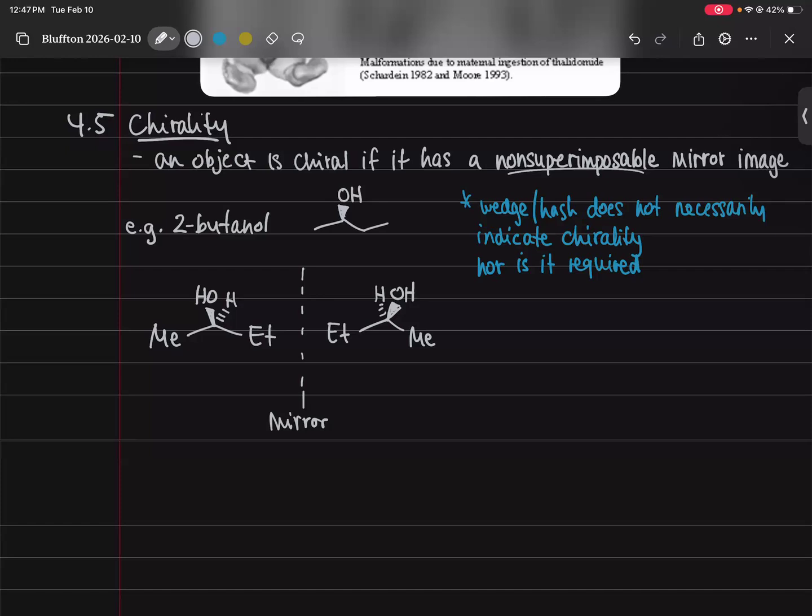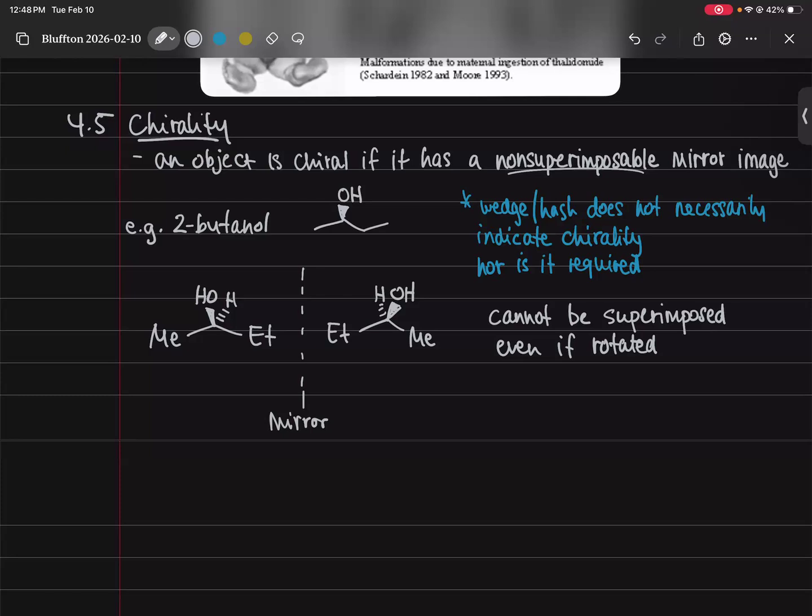So on the inside closest to the mirror, ethyl group, and we go outwards, then pointing in and going up, hydrogen, pointing out and going up, is the alcohol, and then the methyl group on the far side. These two structures cannot be superimposed, even if we rotate them.